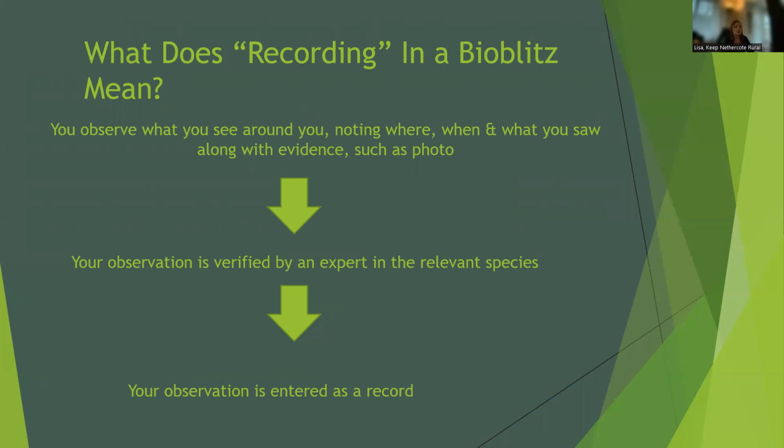So what you're actually going to do is you're just importantly going to observe what you see around you. You're going to note where, when and what you saw, and you're also going to collect evidence, ideally a photograph. Your observation then can be verified by an expert in the relevant species that you've observed, and then your observation becomes a record.